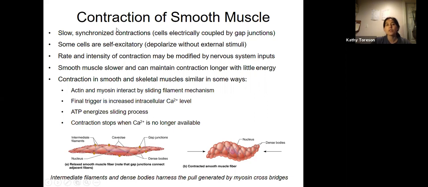And that enables that nice synchronous contractions in smooth muscle. Smooth muscle is slower and requires less energy than skeletal muscle. I think that more or less makes sense based on the type of function that smooth muscle is carrying out versus skeletal muscle. But again, we do have some similarities: actin, myosin, ATP, calcium, all that good stuff.